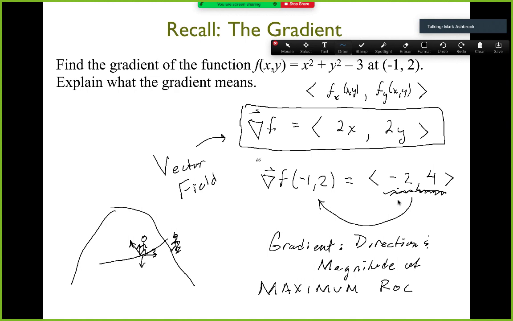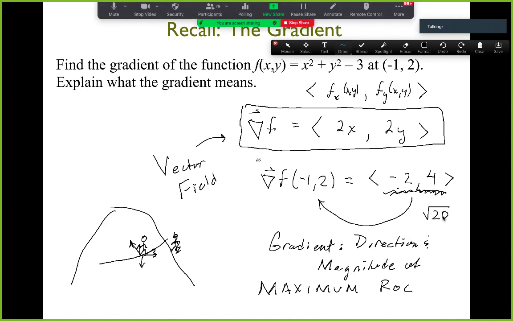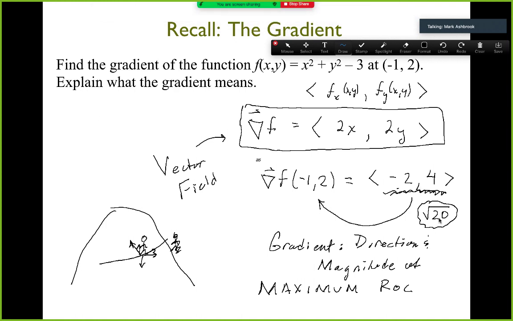This is review, so this should be ringing bells. To get the rate of change, it was the magnitude of that vector. The magnitude of this vector is, I think, square root of 20. So this is actually the max rate of change. The magnitude of the gradient is the max rate of change, and the gradient gives the direction that you would head to encounter that max rate of change. Again, that should all be familiar.